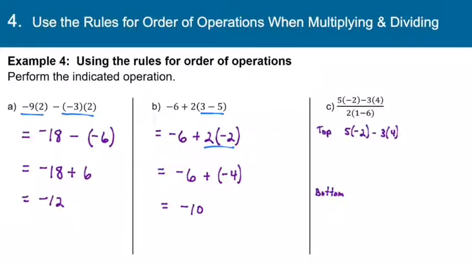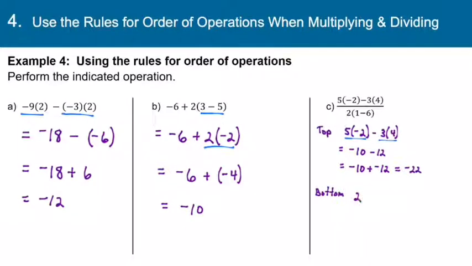Of course, the top is 5 times negative 2 minus 3 times 4. We should perform multiplication before subtraction. So let's do both of these multiplications at the same time. 5 times negative 2, of course, is negative 10, and then minus 3 times 4 is 12. Now we have negative 10 minus 12. You can convert that to addition by saying negative 10 plus negative 12, and now you can see that both numbers are negative. So we add and keep the negative sign. That's going to give us a total of negative 22 for the top.